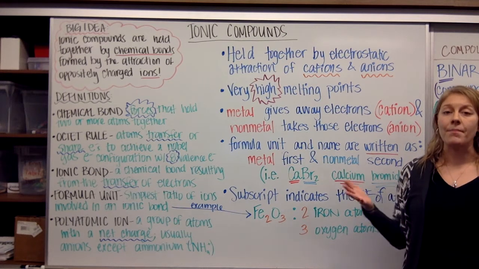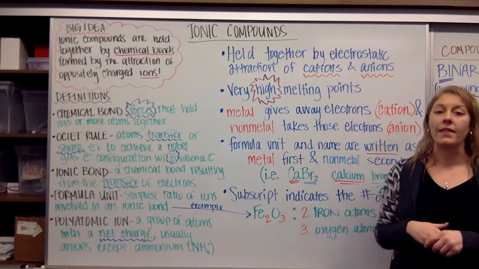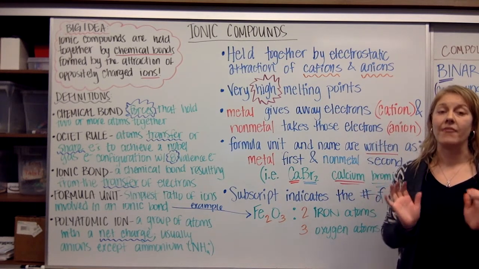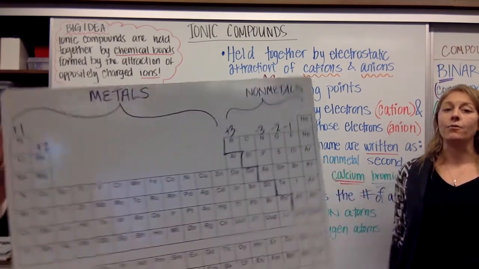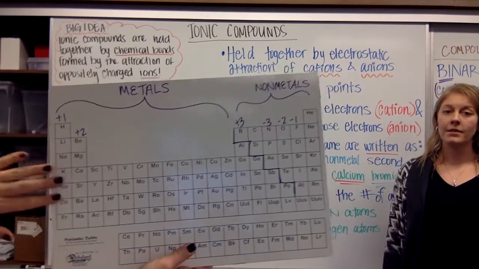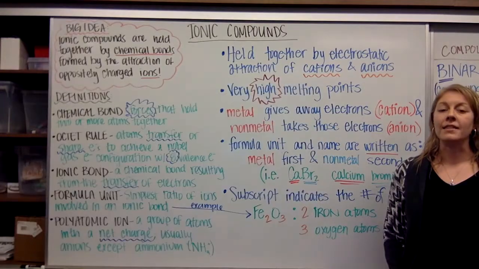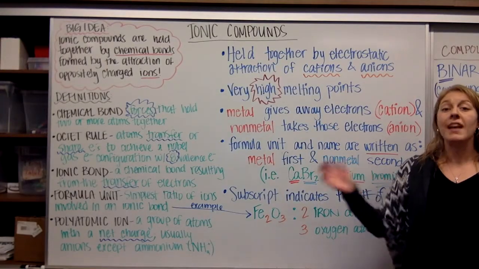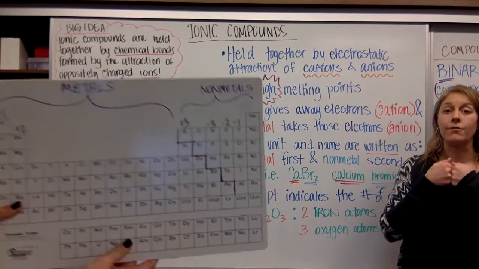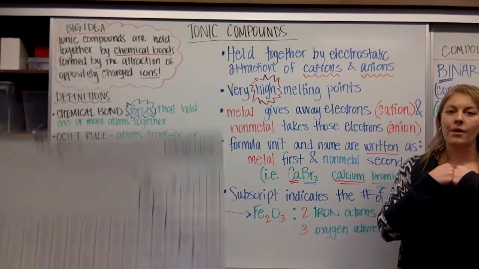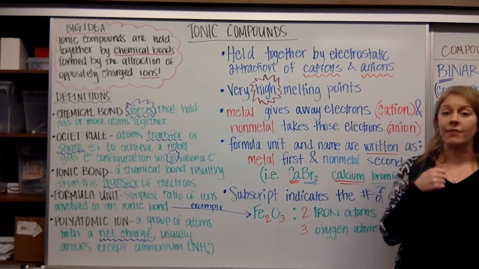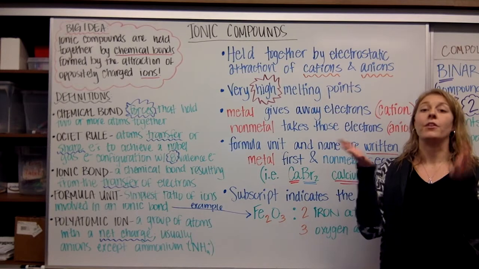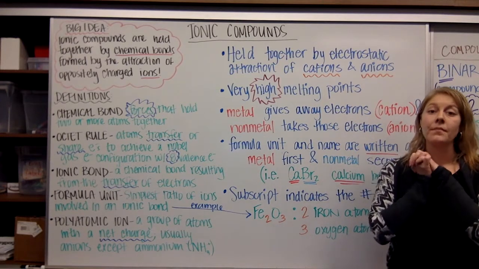What we see happening to form the cation and the anion is that the metal is going to give away its electrons, and it'll form a cation. So these guys all in here. And the nonmetal is going to take those electrons and become negative. These guys over here. All right? So when you have positive charges and negative charges, they're going to attract each other.